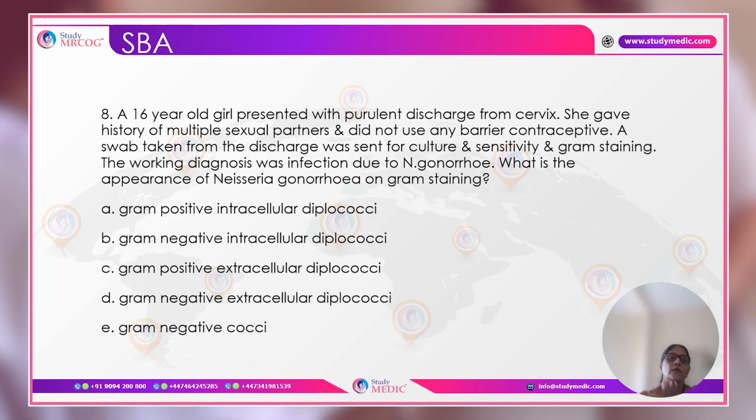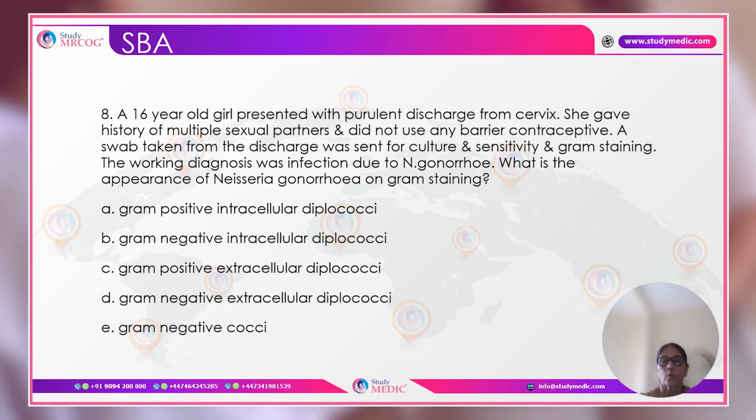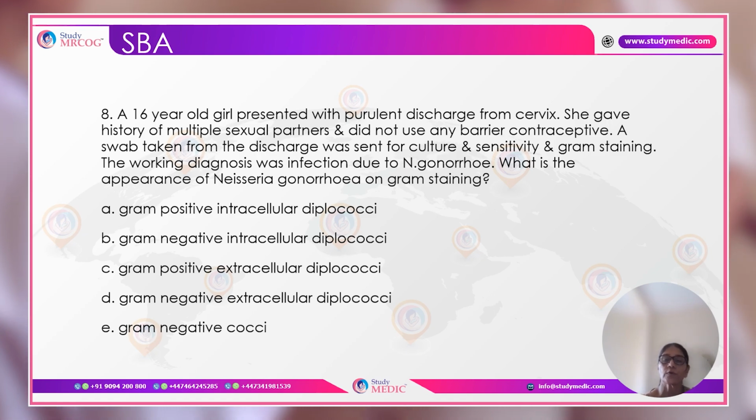Okay, a 16-year-old girl presented with purulent discharge from the cervix. She gives history that she has multiple sexual partners. She is not using any barrier contraceptive. So a swab was taken from the discharge and it was sent for culture sensitivity and also for gram staining in order to know what is the type of bacteria.